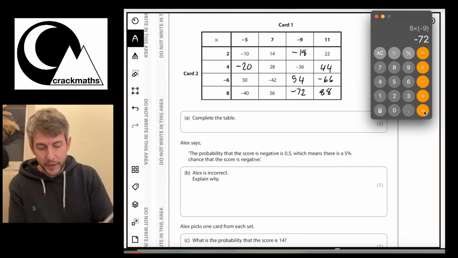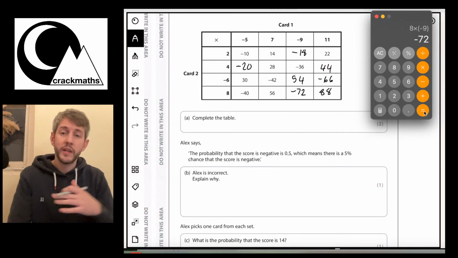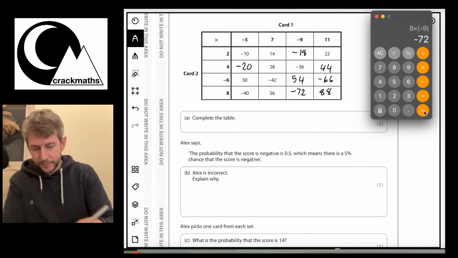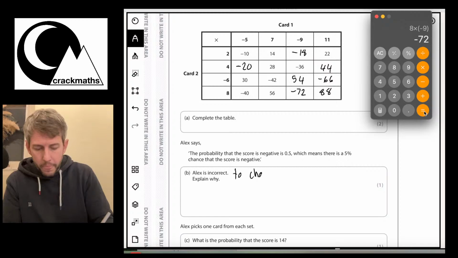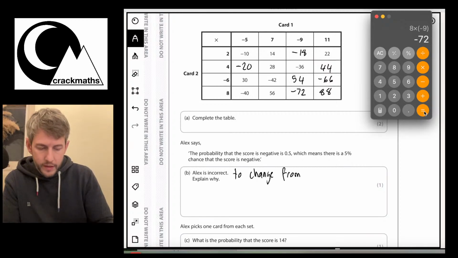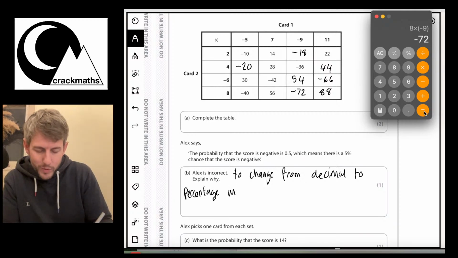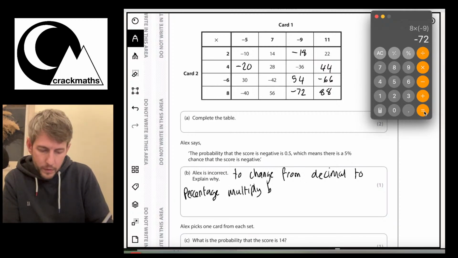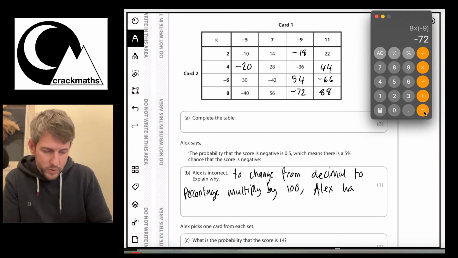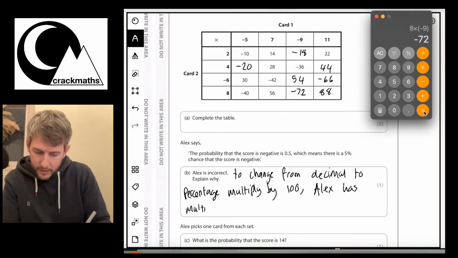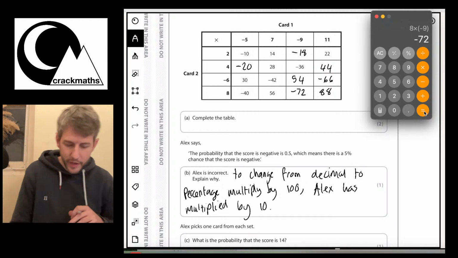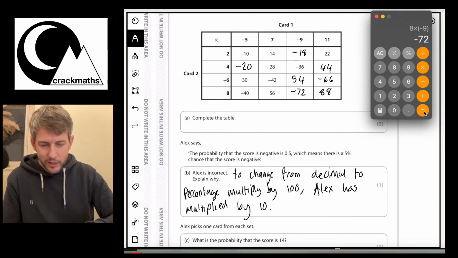So Alex is incorrect because if you want to go from a decimal to a percentage, you multiply by 100. Okay, so to change from decimal to percentage, multiply by 100. Alex has multiplied by 10. Okay, there we go. Right, let's have a look at this last bit.